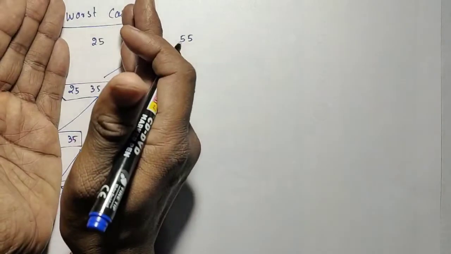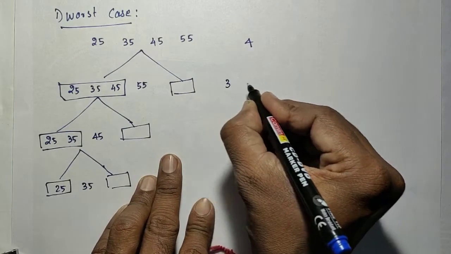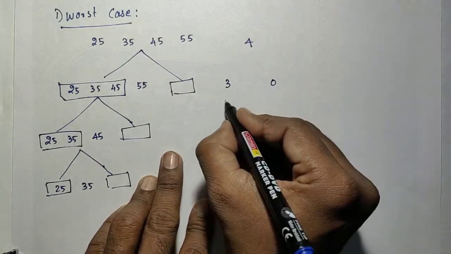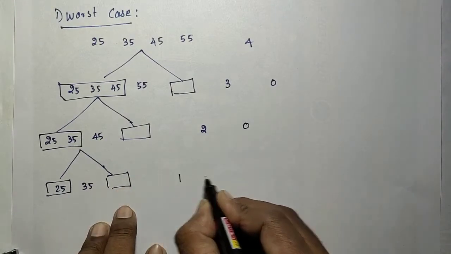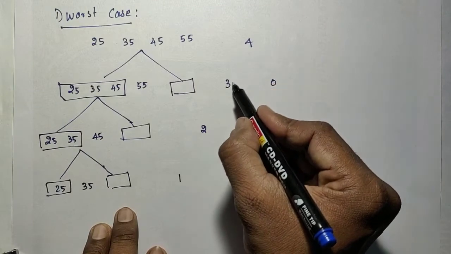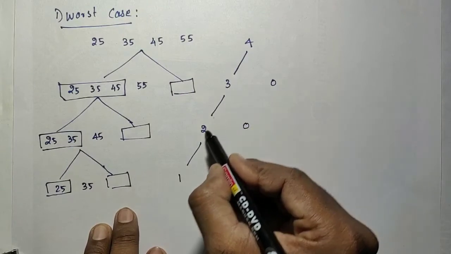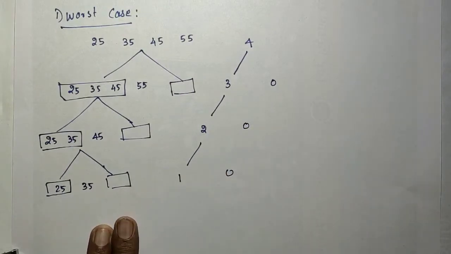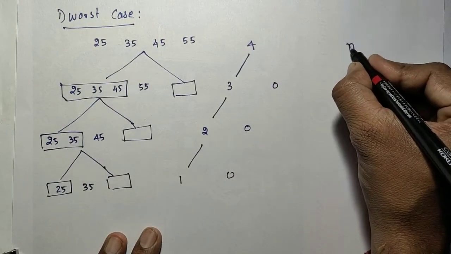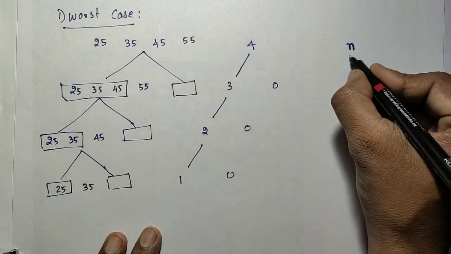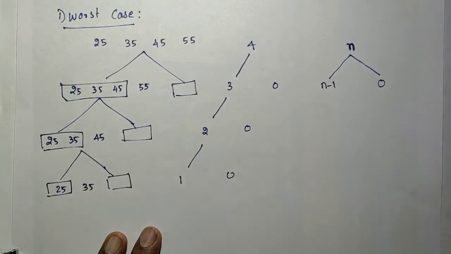Okay, so first one is that 3 and 0. So in the 4 cases, 4 input, it is divided into 3 and 0. The next, it is divided into 2 and 0. In the next case, 1 and 0. So in each case, the maximum subproblem is here 4 and here 3 and here 2 and here 1. It means that n elements are there in each iteration. Okay, n elements are there. The subproblem size will be here n minus 1, or second subproblem will be the 0.